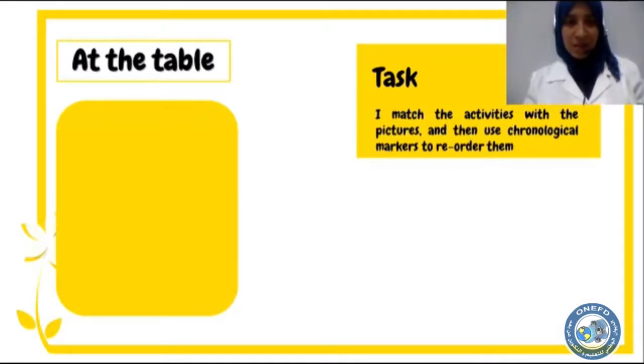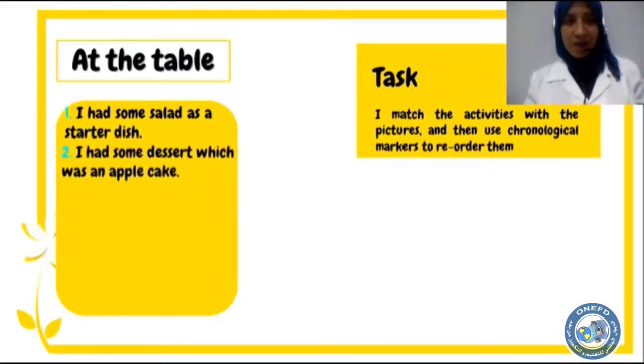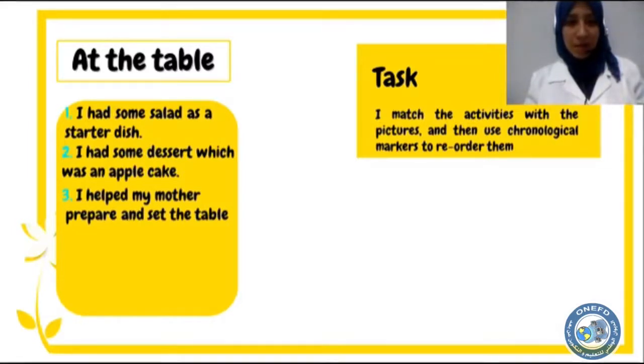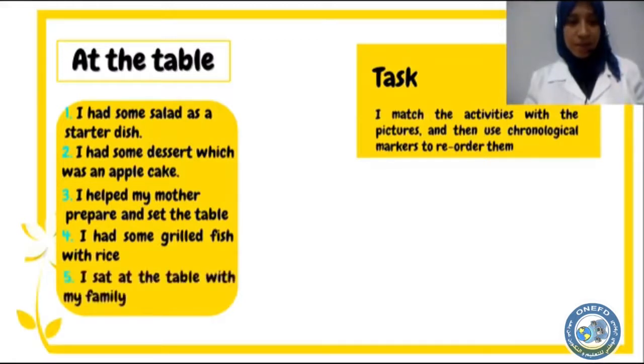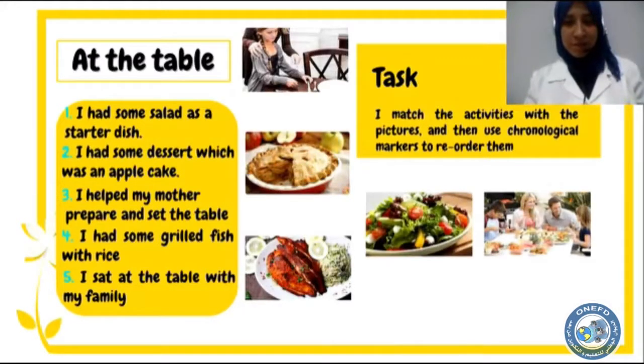Now let's read the activities together. 1. I had some salad as a starter dish. 2. I had some dessert, which was an apple cake. 3. I helped my mother prepare and set the table. 4. I had some grilled fish with rice. And 5, and last, I sat at the table with my family. Now that we have the activities, we have 5 activities. Now we have pictures. You are going to match the activity with the correct picture. You have 1 minute.